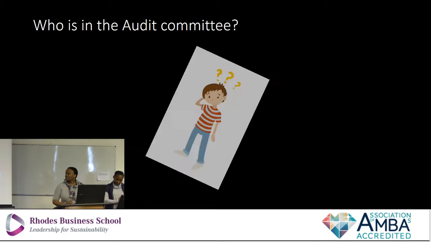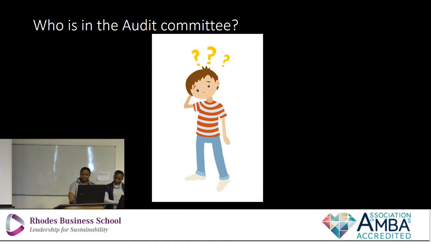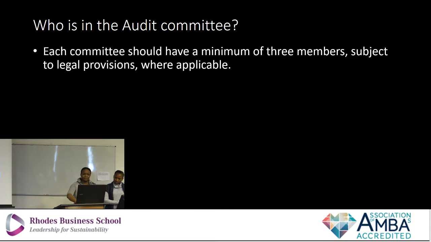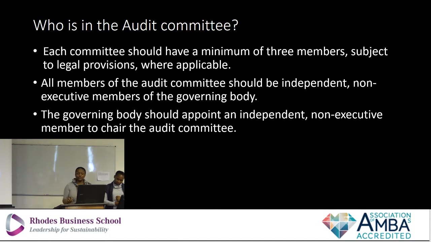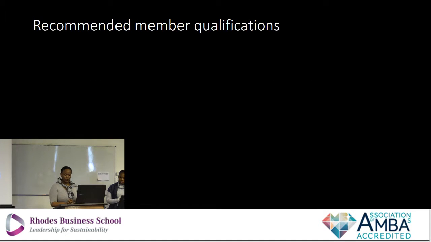Who is in the audit committee? Each committee should have at least a minimum of 3 members, subject to legal provisions where applicable. All members of the audit committee should be independent, non-executive members of the governing body. And also the chairperson of the audit committee should not be the same chairperson of the governing body, but an independent, non-executive member to chair the audit committee.